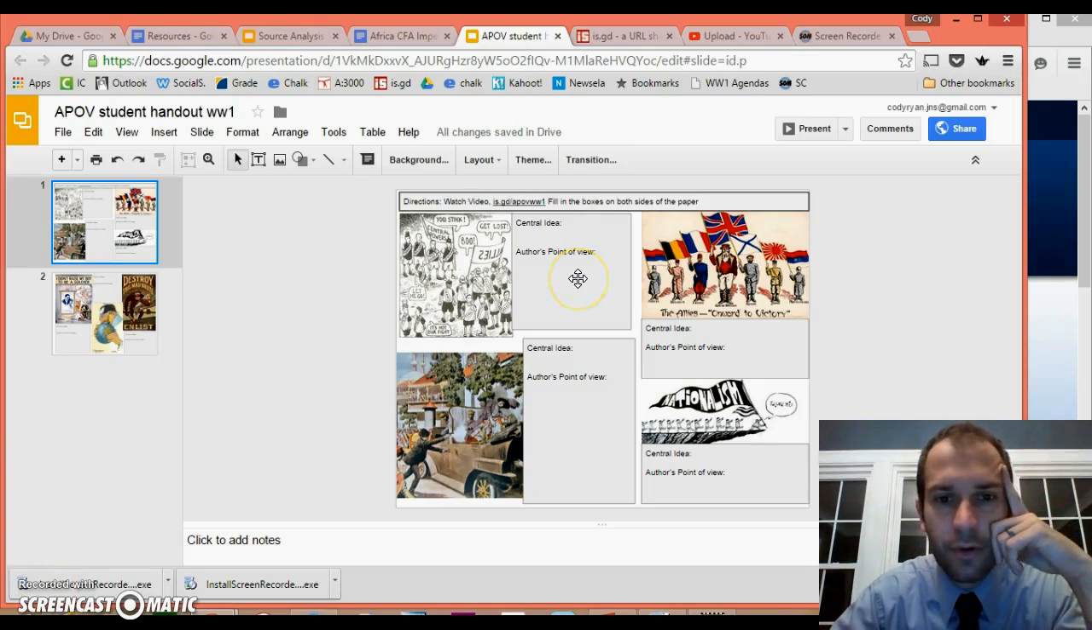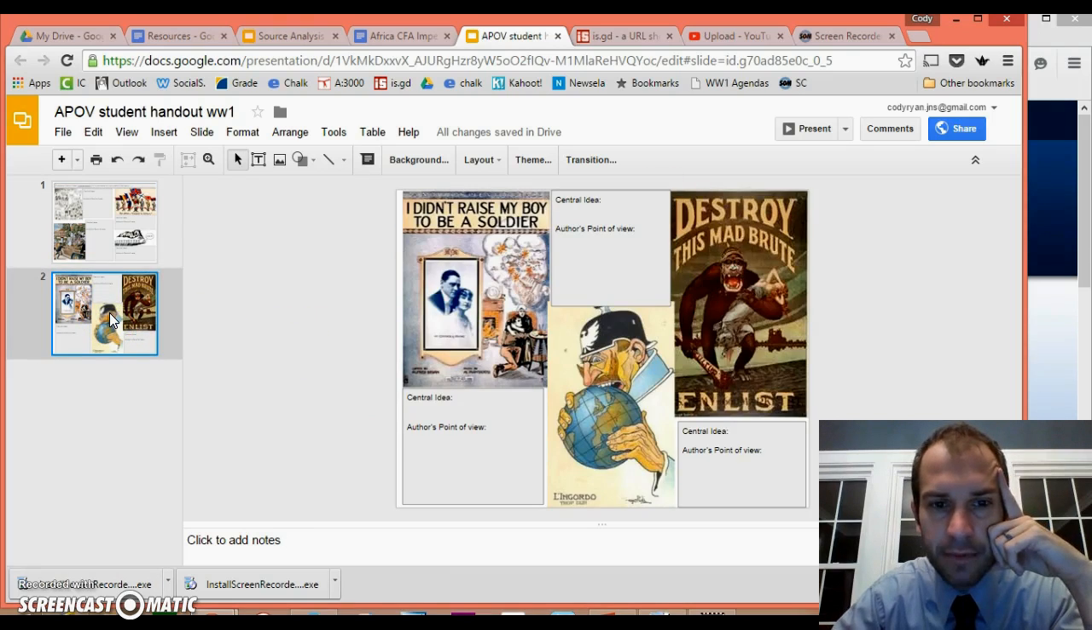This is for students working on author's point of view for source analysis. You should have a paper that looks something like this with some examples. We're going to talk about the examples on the front. You're going to work the examples on the back on your own.